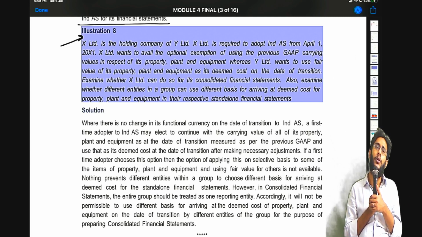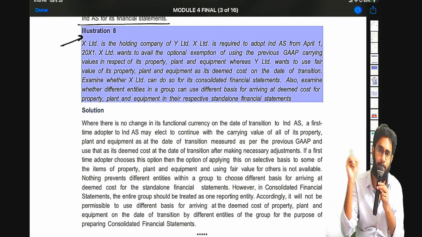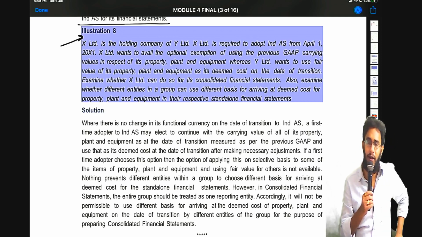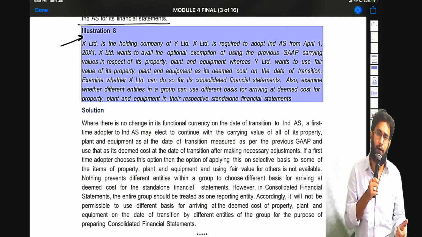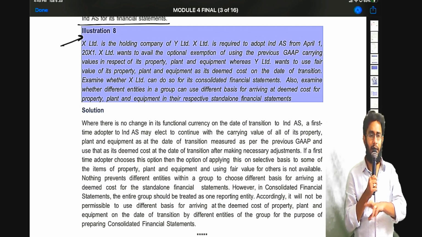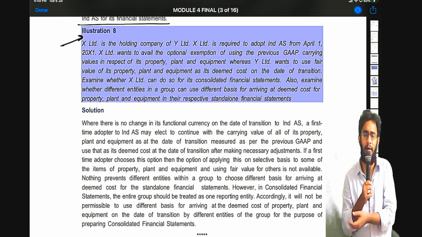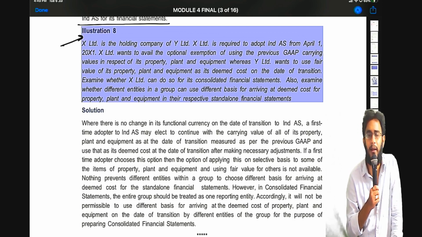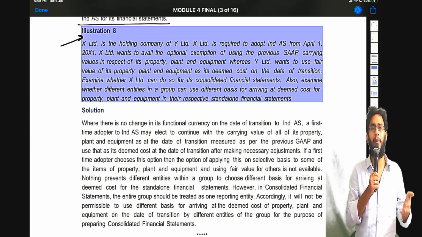Now, in the course of migration, what X Limited decided is, they will apply Ind AS 16 retrospectively for all their PPE items. Fantastic. What Y Limited did is, while making the transition, we will take the old carrying amounts as opening amounts. Whatever carrying amounts were there in the old AS books, as it is, we will bring it as a starting point under Ind AS. So X Limited, the parent, selected one option. Y Limited selected another option.